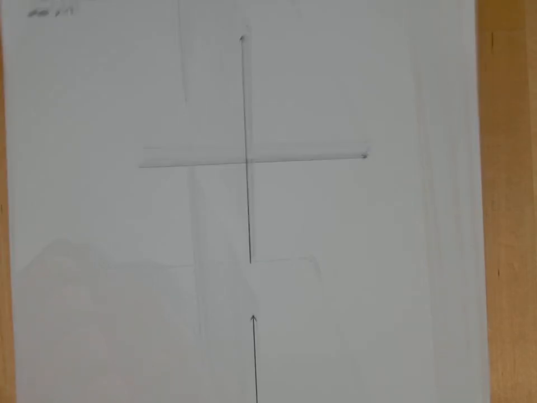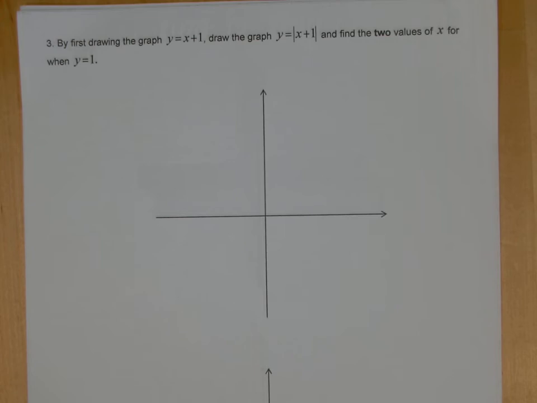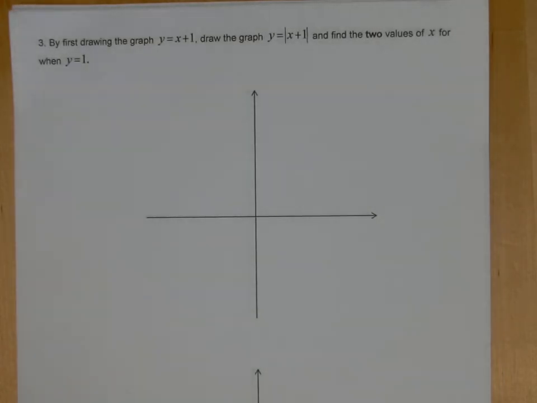Okay, so then it says here, by drawing the graph of y equals x plus 1, draw the graph of y equals the modulus of x plus 1, and find the two values of x for when y equals 1.